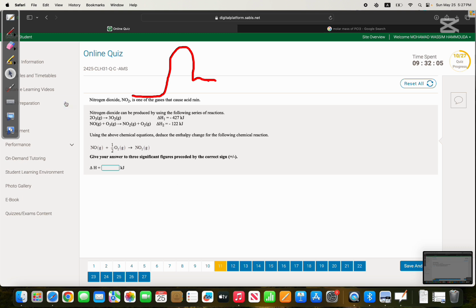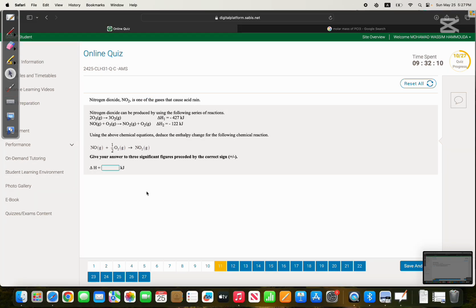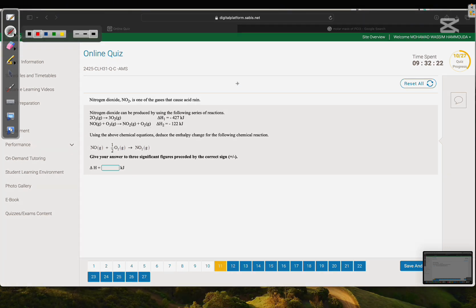Number 11. Now here comes the hard question. Nitrogen dioxide can be produced by using the following series of equations. Use the above chemical equations to find the enthalpy change. Okay. Now, according to Hess's law, forget the law itself, it's basically like using puzzle pieces to solve a problem, right? Okay. So first of all, we can switch this equation and divide it by 2, right?